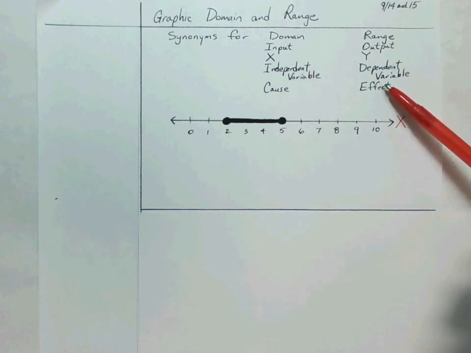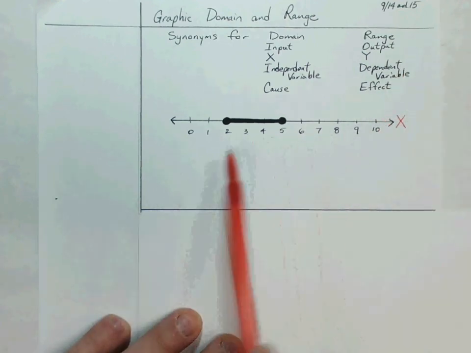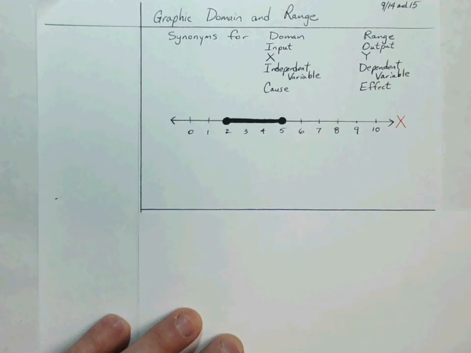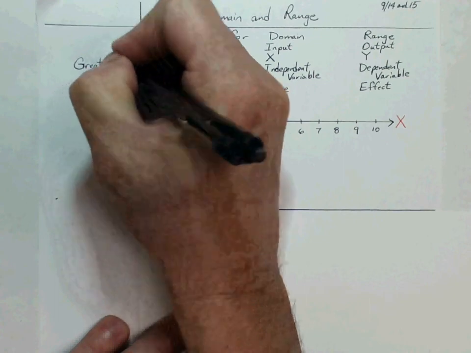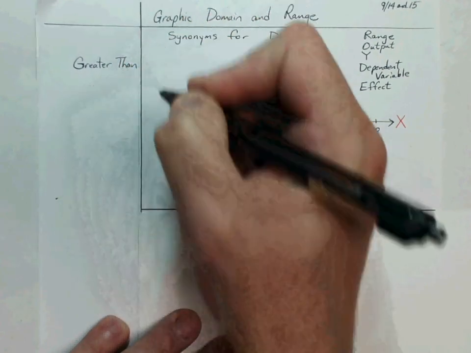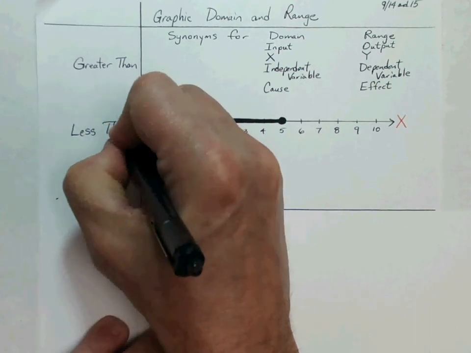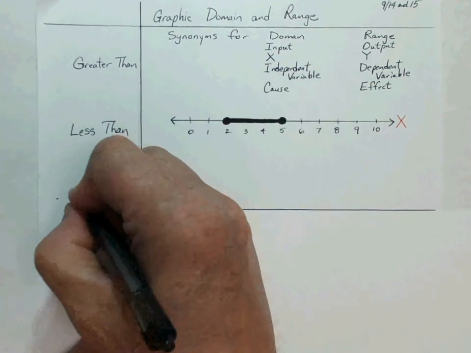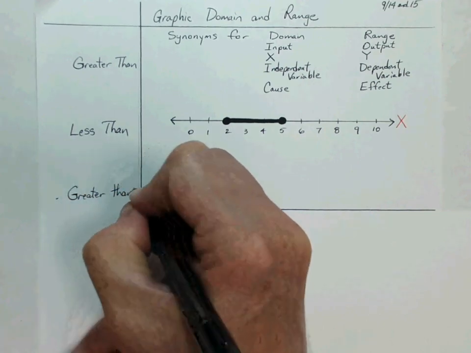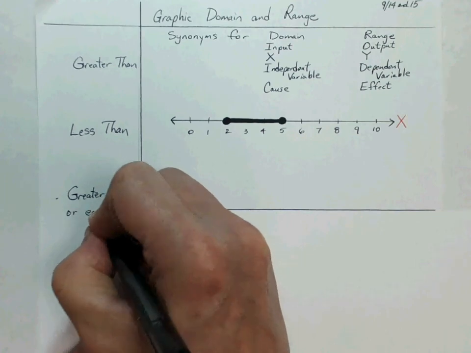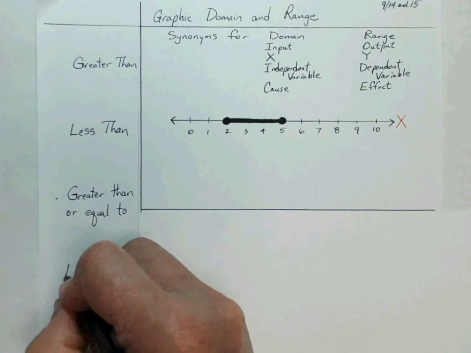So, as we take a look at this, some of the things that we need to know before we begin this is we need to remember some symbols from middle school and elementary school. We need to remember greater than, we need to remember less than, we need to remember greater than or equal to, and you guessed it, we need to remember less than or equal to.